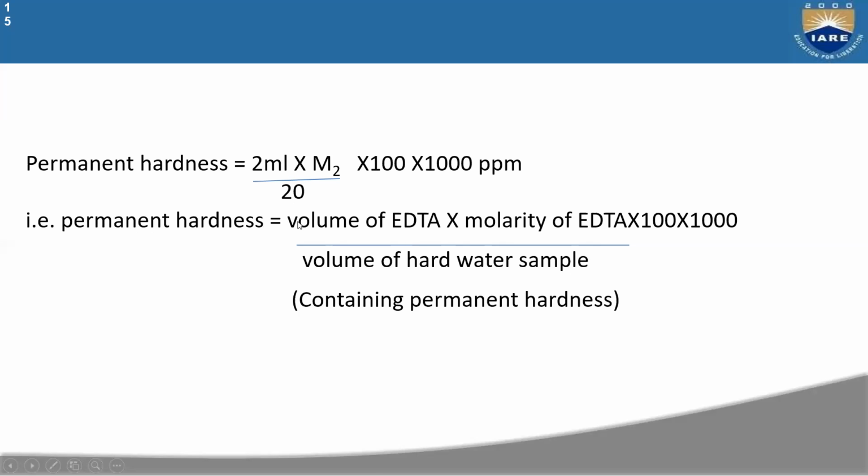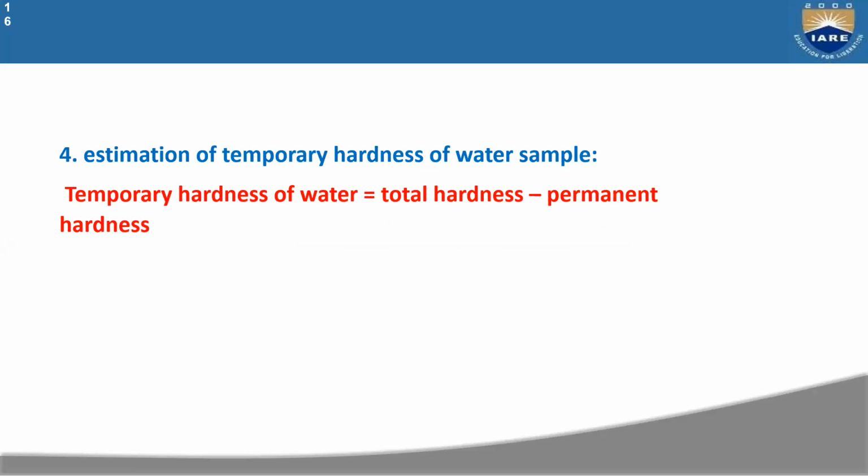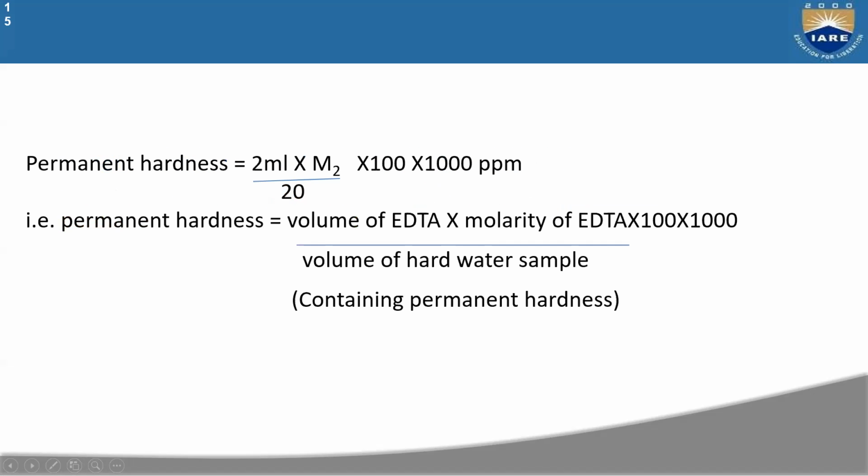Estimation of temporary hardness of water sample. We get the total hardness and the permanent hardness. So temporary hardness of water is equal to total hardness minus permanent hardness. So we get the temporary hardness of water.